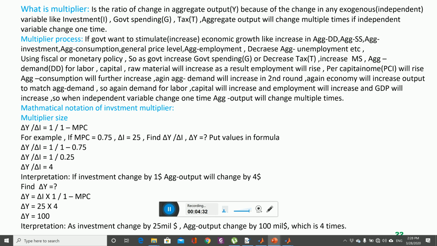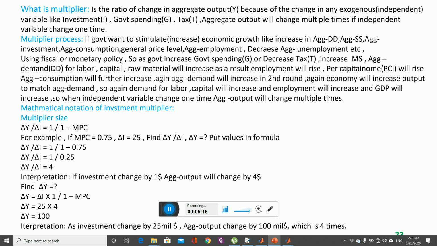Let me repeat this multiplier process again. Simply this means that if the government is entrusted to increase economic growth, what is growth? Increase in aggregate demand, aggregate output, aggregate employment level, per capita income, consumption, saving, investment. The government is entrusted to increase these, so the government can use any one power. As I told you, the government carries two major powers, fiscal policy and monetary policy. So when the government applies any one policy, suppose it increases government spending, spends $1 billion.